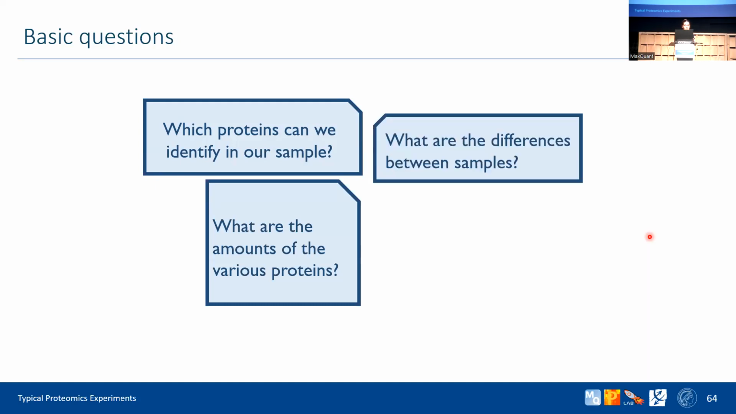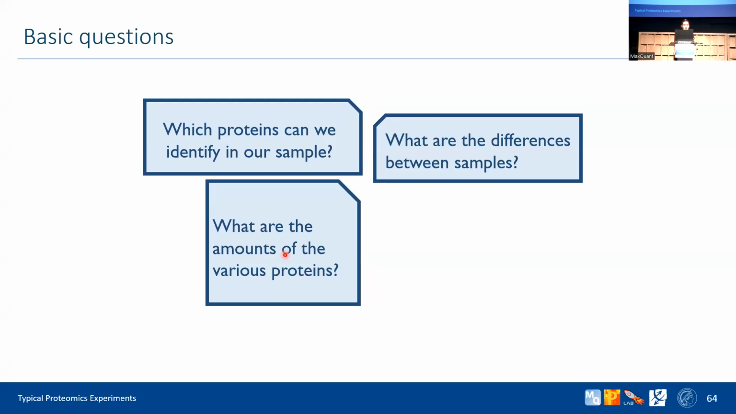Then another question is, what are the differences between the samples? Usually what happens is that you have a biological question to answer. You have multiple conditions, like a control, and then you stimulate your sample in a way that you want to see the changes. So maybe you want to ask what are the differences between the different conditions. And probably you will say this is exactly the same question as what are the amounts of the various proteins, but this is not quite correct.